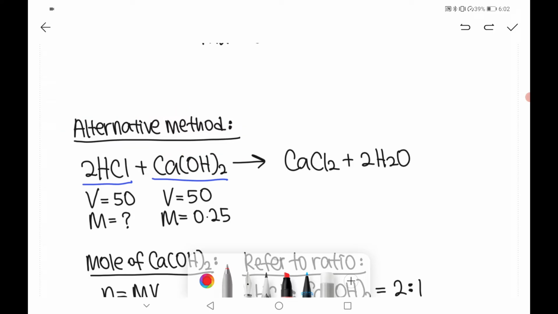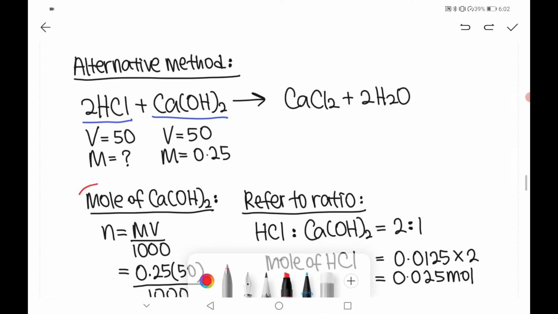So how to do the alternative method? You write a balanced chemical equation first. You put all the information here. All right, then we start with the mole.